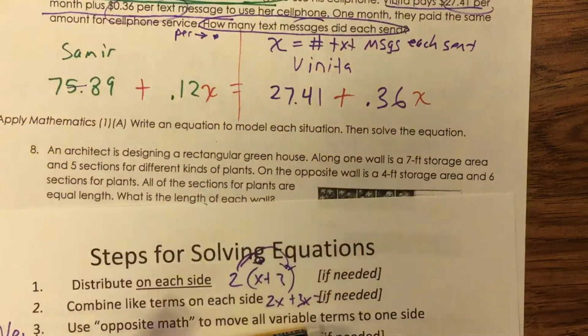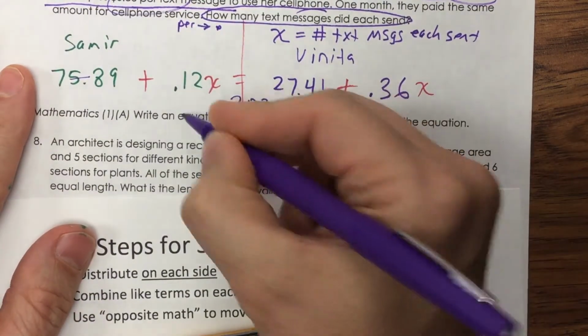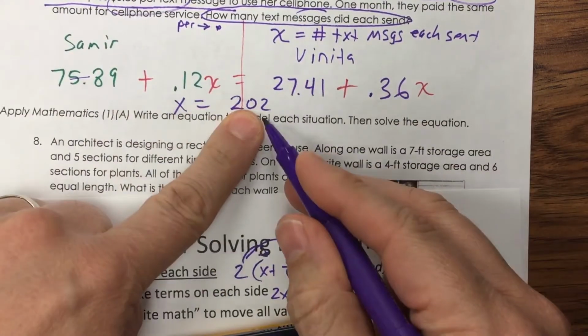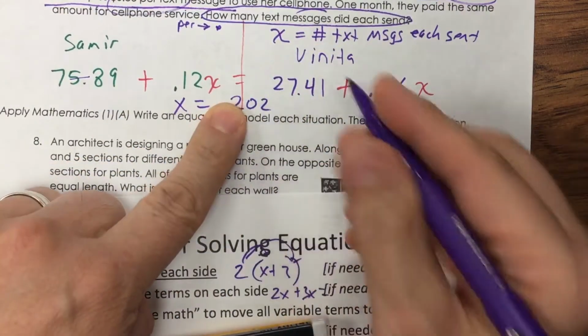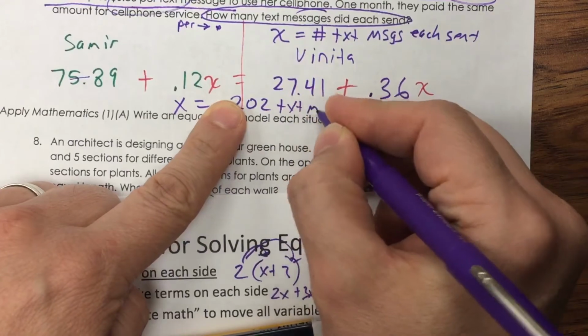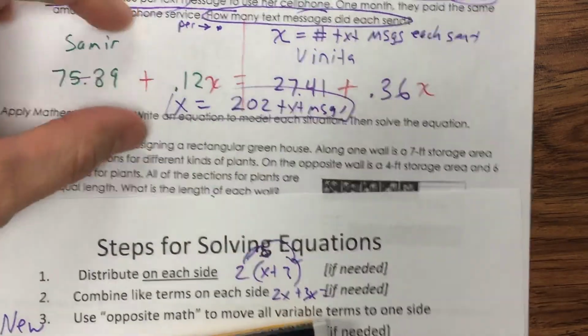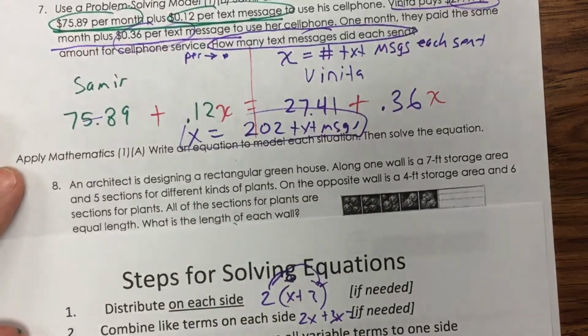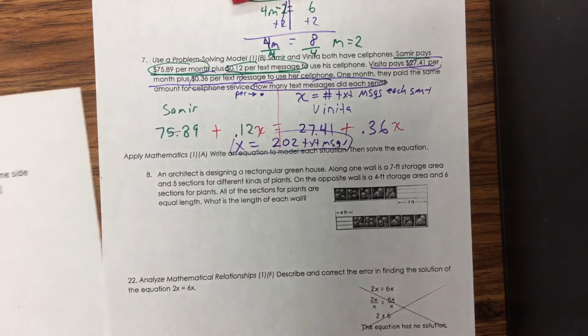What is that number? What does it mean? Is it $202? No. X is equal to 202 text messages. They each sent that many text messages. And that's how you do that. Okay? Apply this example to help you get number 8, okay? And we have more coming on Tuesday, so please be working on this homework.